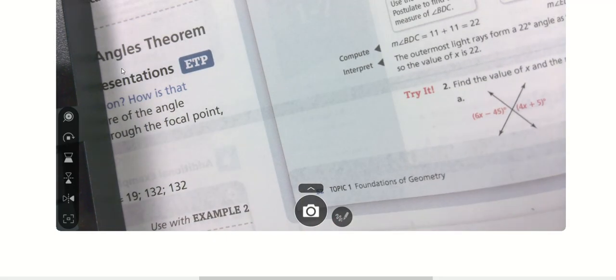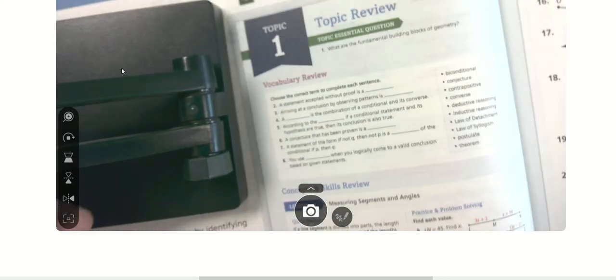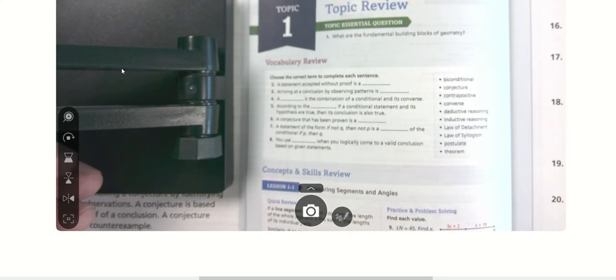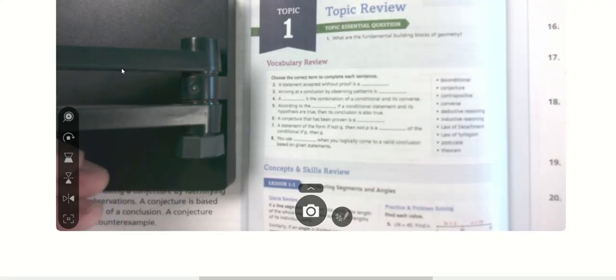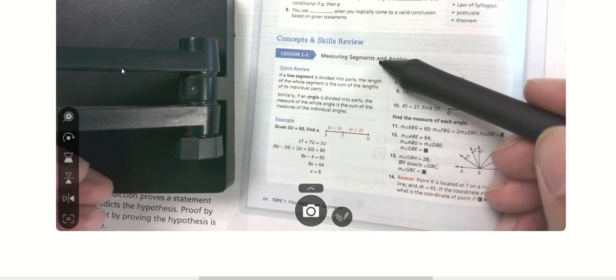The other place that I would encourage you to look is at the end of the actual topic. So at the very end of topic 1, here I am. You guys will find this page. And this is on page 64 of your text if you want to write it down. The topic review. Here's all the vocab that we use this topic, or this chapter. Okay, chapter 1. Measuring segments and angles.